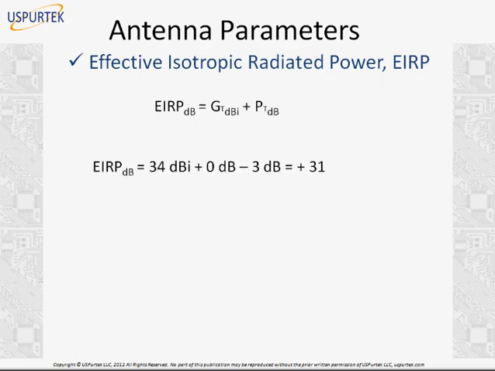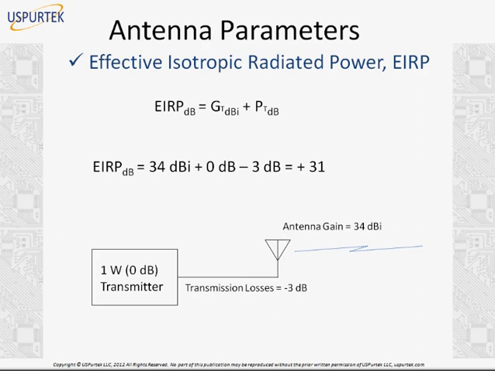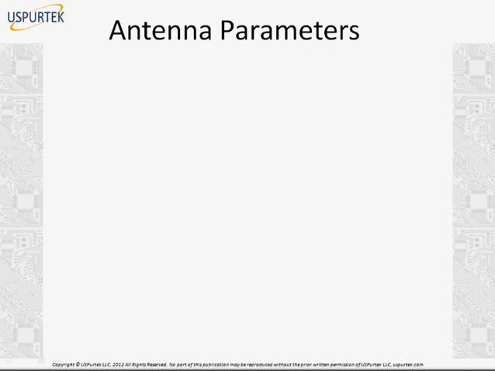Now here is a numerical example of how we calculate the EIRP. If we have a 1 watt or 0 dB transmitter, the transmission losses are minus 3 dB, and the antenna gain is 34 dBi, we get an EIRP of 31 dBm. So this is effective isotropic radiated power with respect to the isotropic antenna.